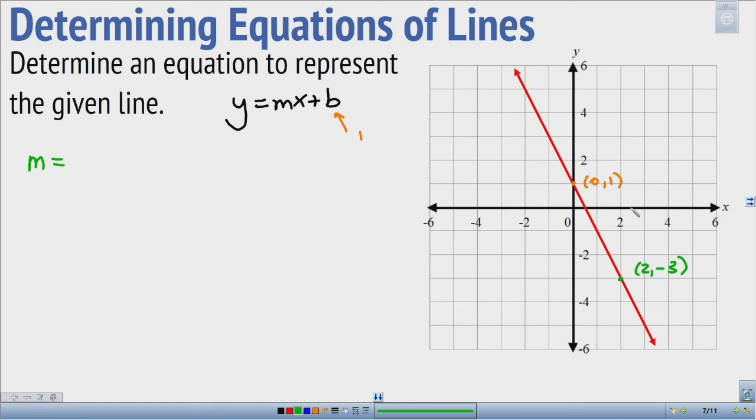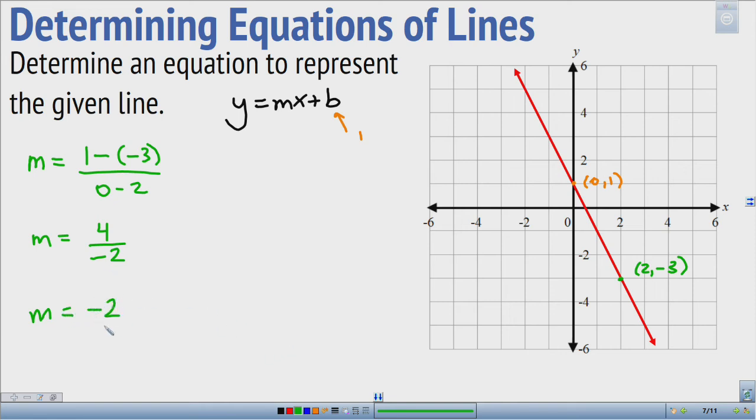M is equal to, now I subtract the y numbers first, so I can do 1 take away -3, divided by 0 take away 2. The order is important. All right, 1 take away -3 is 4, divided by 0 take away 2 is -2. 4 divided by -2 is -2.